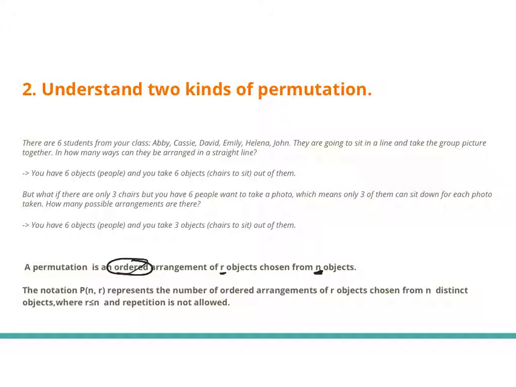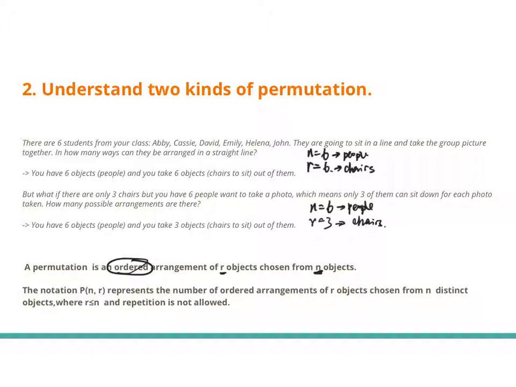For example, in the first example, we have R equals 6 and N equals 6. The N is the people here, and the R is the chairs here. For the second one, we have N equals 6 because we also have 6 people here, but R only equals 3 because we only have 3 chairs here. So you can see R is not necessarily equal to N.